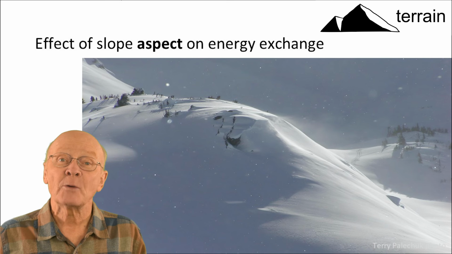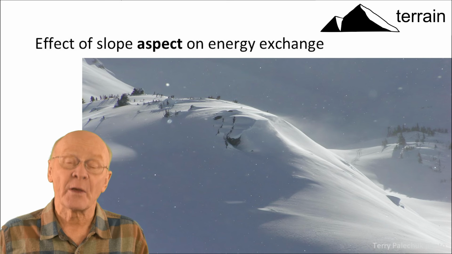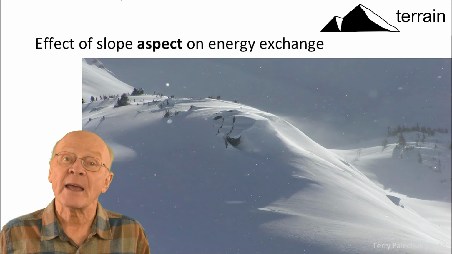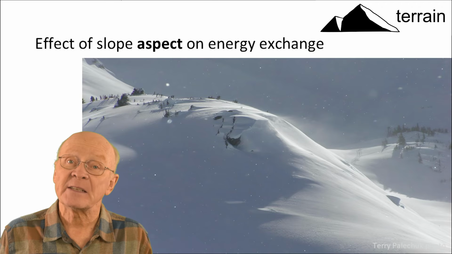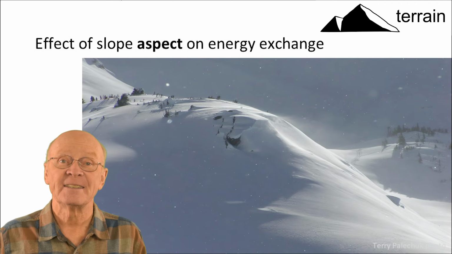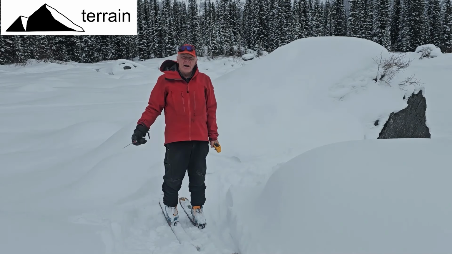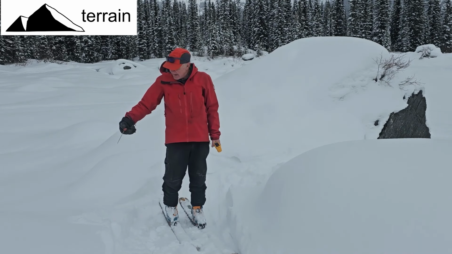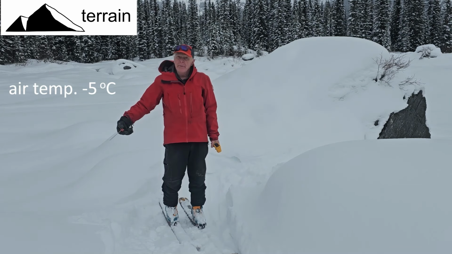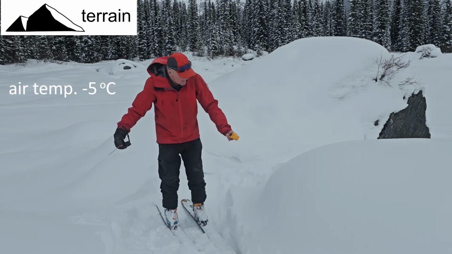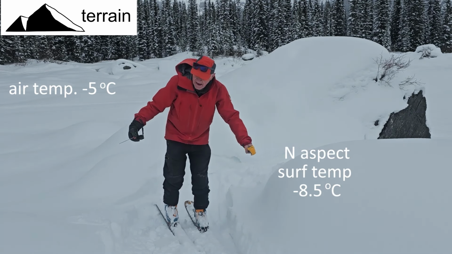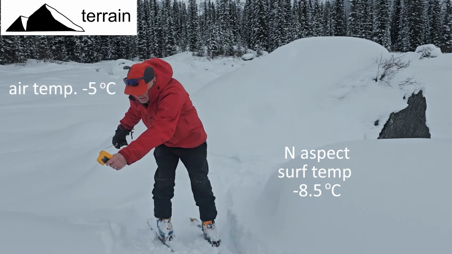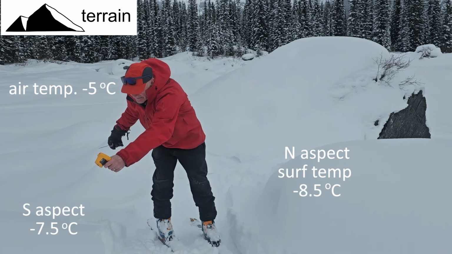So far, we've been mostly talking about the energy exchange where the snow surface is level. Now let's look at how the energy exchange depends on the aspect, that is, the direction a slope faces. So it's late March, the sky is overcast, and the air temperature is -5 degrees. The snow surface temperature on a steep north slope is -8.5, and on this gentle south-facing slope it's -7.5.